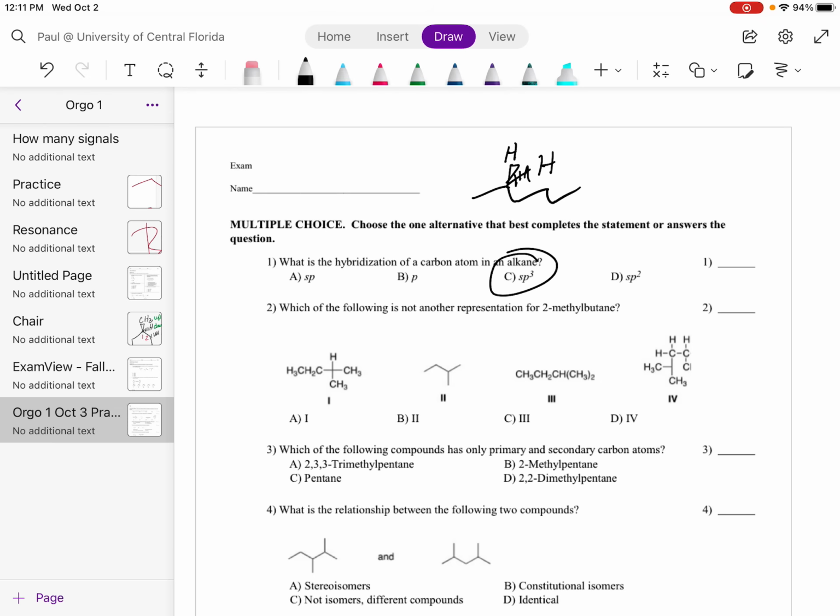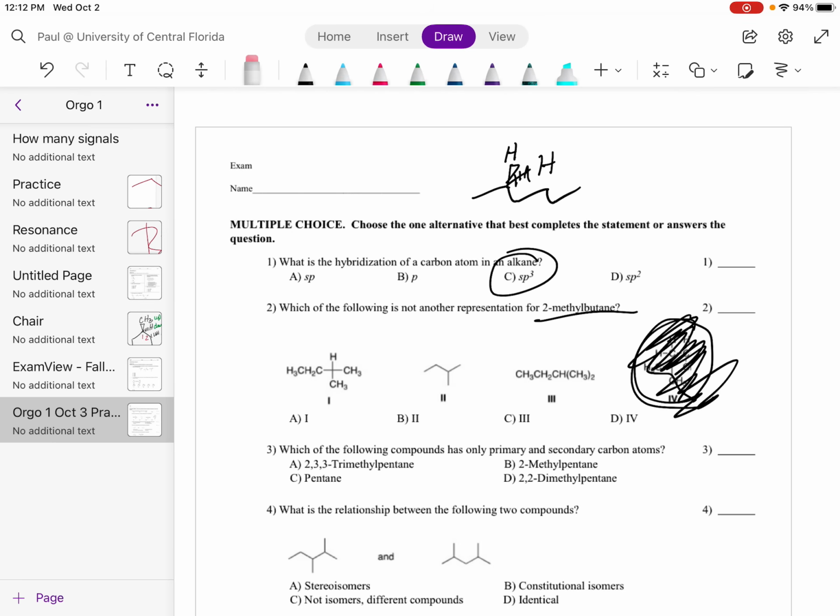Now problem 2, that molecule right there got cut off. It's not very clear what it is. And so what is not a representation of 2-methylbutane? Well, first, let's just ignore this even exists, okay, because it's cut off. How would we approach this problem?